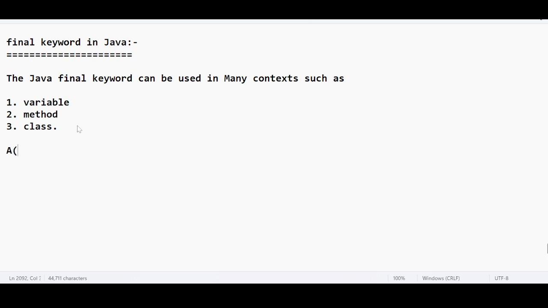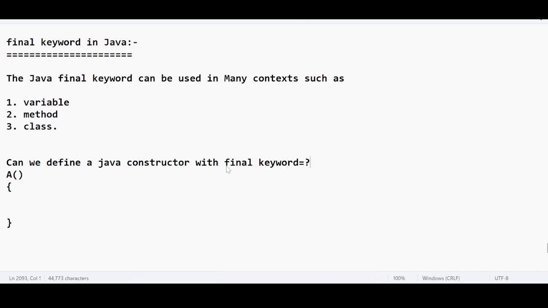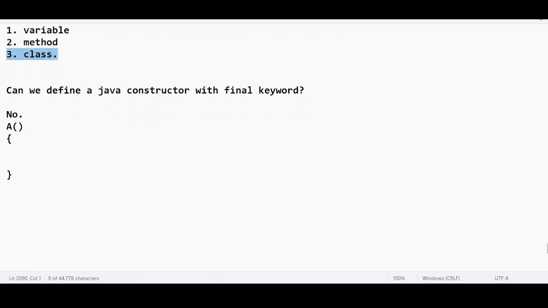Can we represent a constructor with the final keyword? This could be the question. Can we define a Java constructor with the final keyword? No, we cannot. The answer is no. Why is the answer no? You can define the final keyword only for 3 entities: one is variable, second is method, third is class. For a constructor, if you get this question, the answer is no.